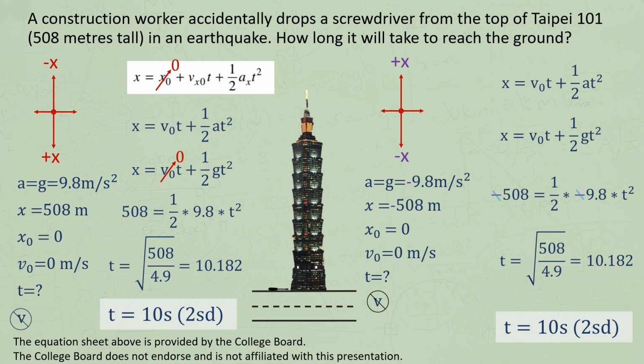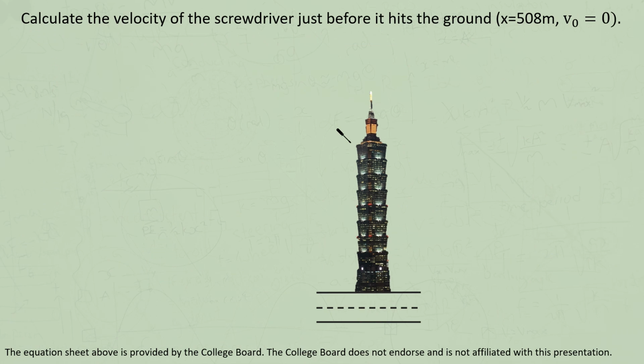Now let's say the second part of the question asks for the velocity of the screwdriver just before it hits the ground. Now this "just before" is a common and sometimes confusing term in physics. From the moment it hits the ground, the ground will provide an upwards force, which we'll look at in the next topic, and cause the screwdriver to decelerate, so its acceleration will no longer be 9.8 meters per second squared downwards.